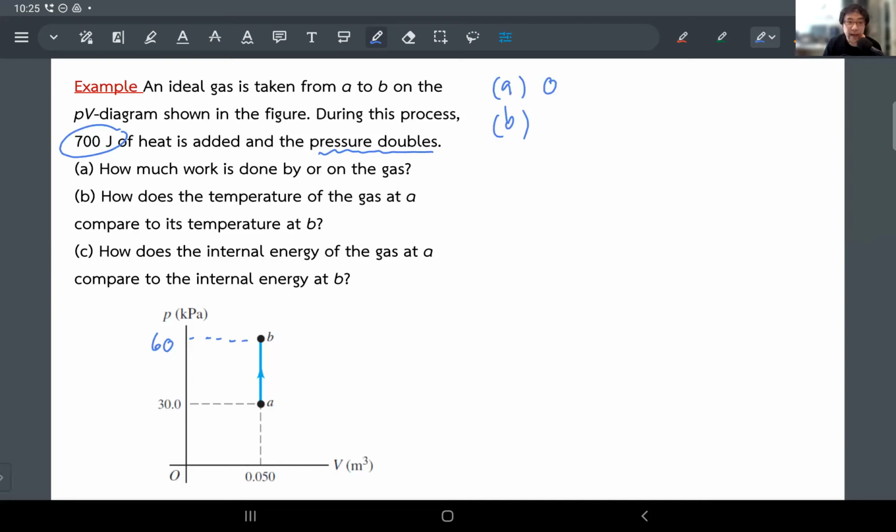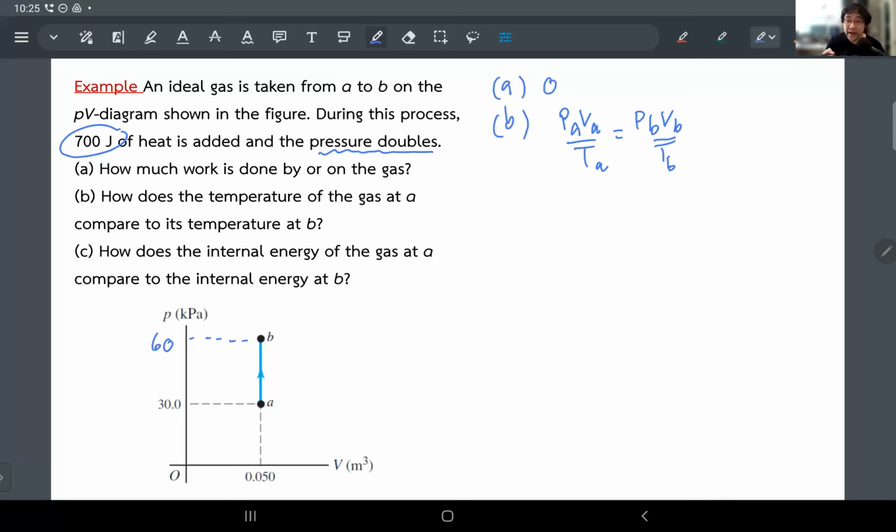Okay. All right. So part B. What about the temperature? Once again, it's asking just about the property or the states of the gas. So you still don't need to use the first law of thermodynamics just yet for part B. Once again, you do PA VA over TA equal to PB VB over TB.